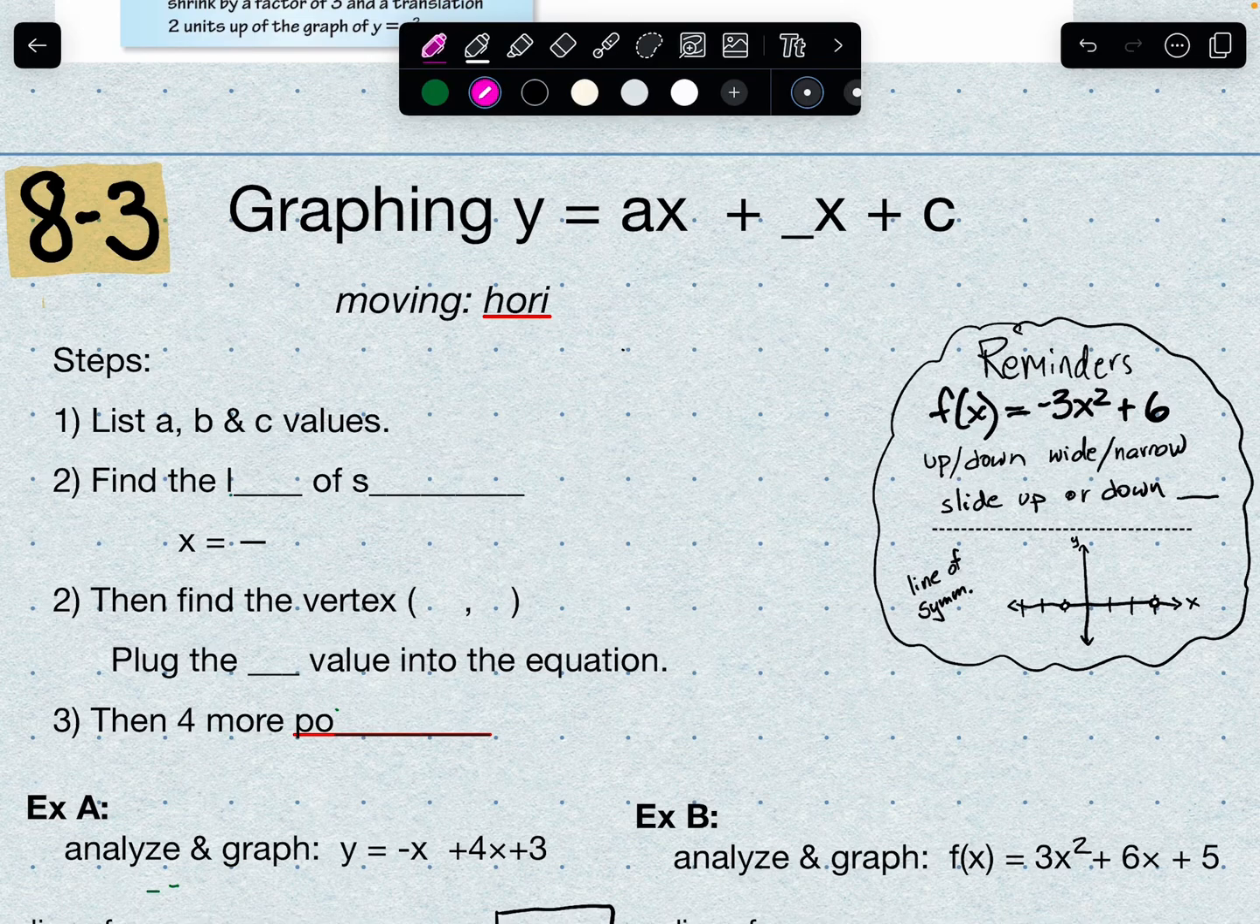Quadratics. So let's go ahead and write this up here, ax squared plus bx plus c. So the equations now will have this middle term that's been missing up to now.